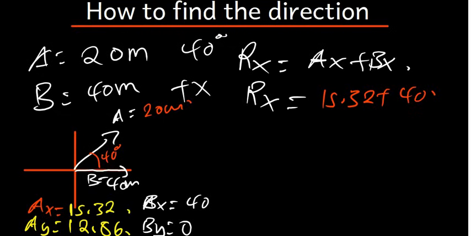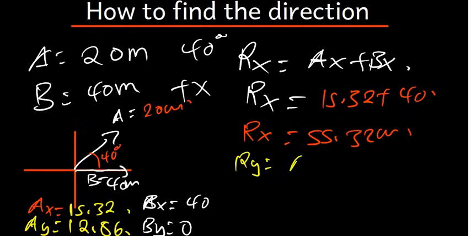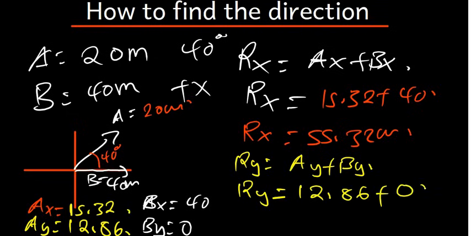So Rx is going to be equal to 40 plus 15.32. I'm getting 55.32 meters. That is the x component of the resultant. Let's go now to y. The y component is going to be Ay plus By. So let's plug in the values. The Ay is 12.86. The By is 0. So our Ry is going to be 12.86.